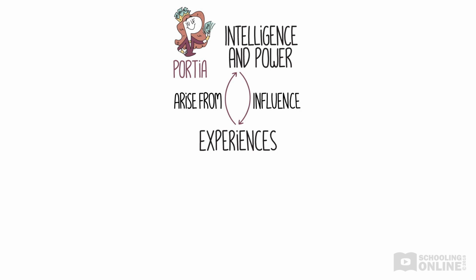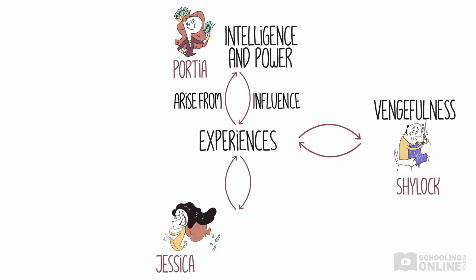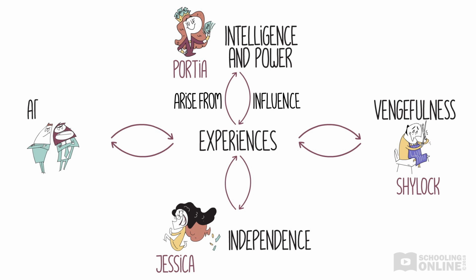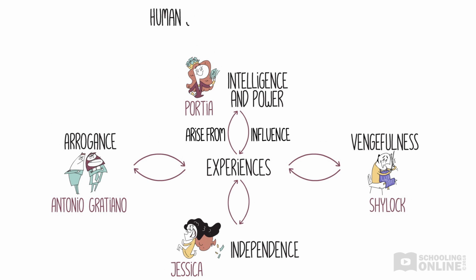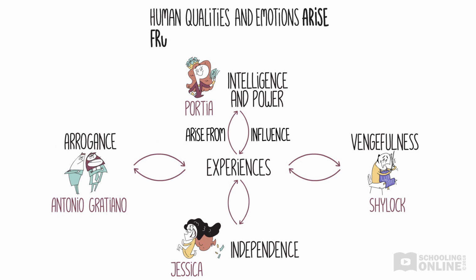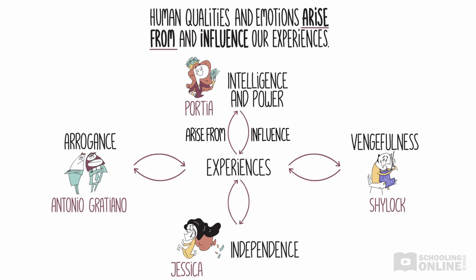Portia isn't the only character who demonstrates this. Think about Shylock's vengefulness, Jessica's desire for independence from her father, or the arrogance that Antonio and Graciano show when they're around Shylock. These qualities and emotions arise from and influence all kinds of experiences. Whenever you see someone in the play display a particular quality or emotion, ask yourself these questions. What experiences do these qualities and emotions arise from? What experiences do they influence? Shakespeare's play is full of rich examples to explore.